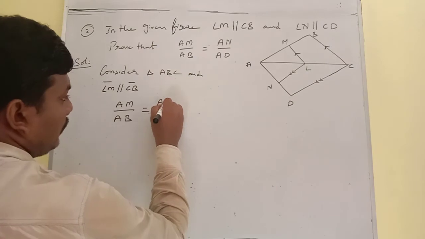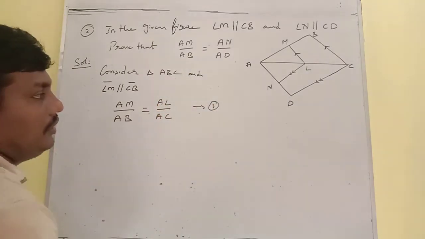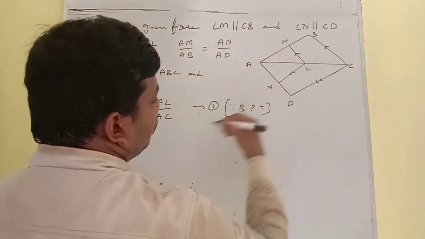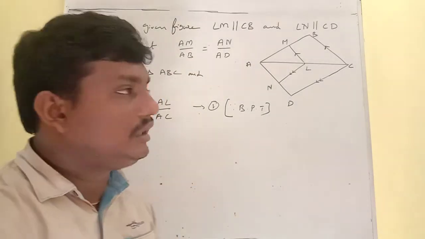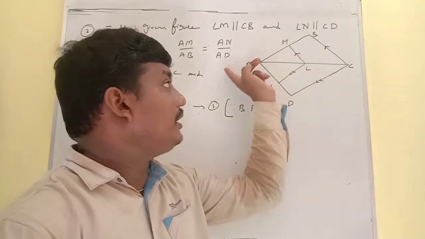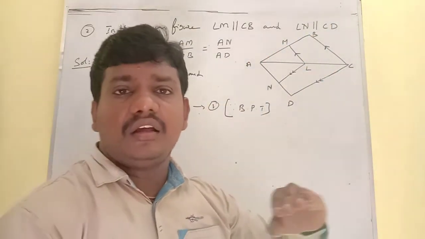That is AL by AC. So make it the first equation. This is since the basic proportionality theorem. So already we know that the basic proportionality theorem is nothing but AM by MB is equal to AL by LC, or AM by AB is equal to AL by AC. The same portion we are going to consider as a ratio.